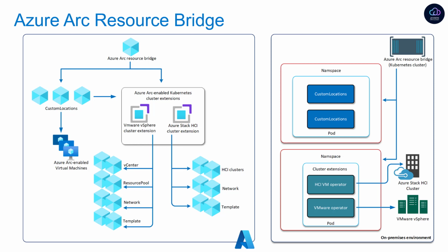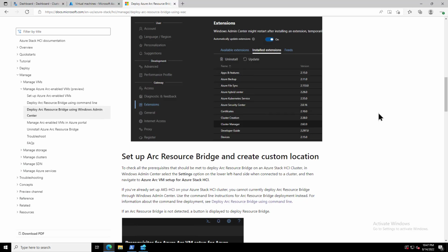Okay, all right. So that's an overview of the Arc for VMs and Azure Arc Resource Bridge, because it's very important to understand the overall architecture before we get started with the demo of provisioning Azure Arc for VMs on Azure Stack HCI clusters. All right, now let's look at the steps that are involved to deploy Azure Arc Resource Bridge, because that's one of the prerequisites before you can self-provision a virtual machine onto Azure Stack HCI clusters.